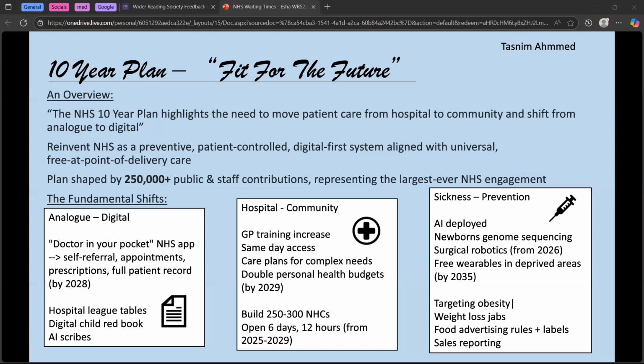There are three fundamental shifts. The first being obviously analog to digital, where there's the NHS app that is said to be created by 2028, where you can self-refer yourself, create or book appointments, deal with your own prescriptions and access your single patient record. This is also known as doctor in your pocket. So it's a more convenient way to deal with your own prognosis. This may take some time, but it is hopefully going to be a very efficient way to deal with your own illnesses.